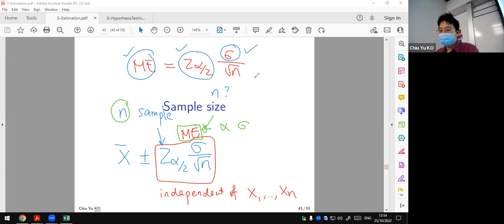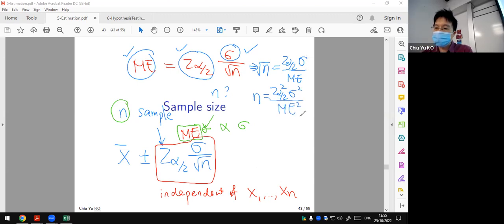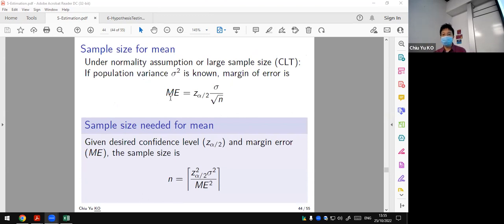So you can easily see N will be just Z alpha over 2 sigma over ME, that is the square root of N, right? Then you can square both sides, and it's just Z alpha over 2 sigma over ME squared. So just square both sides. So that is this formula. Actually, you will see it in the next slide. Okay, it's here. That's how you can prove it.